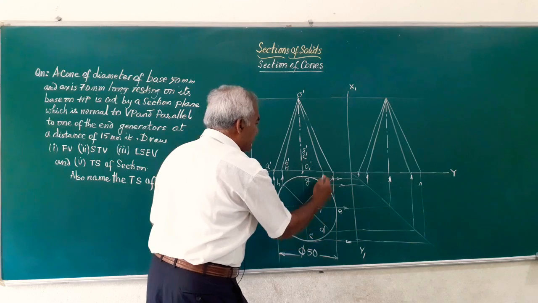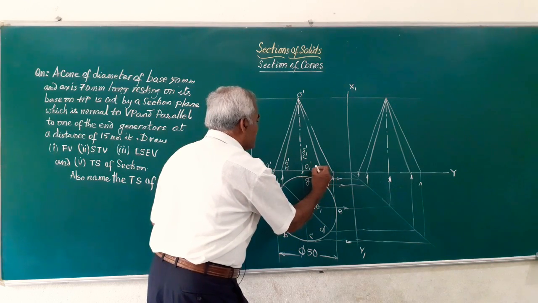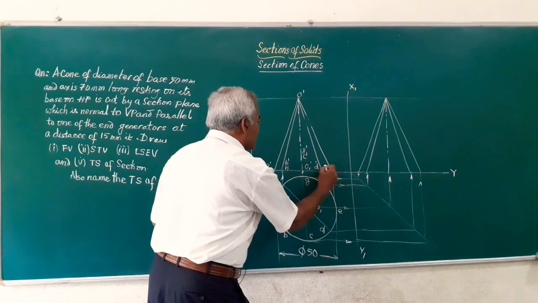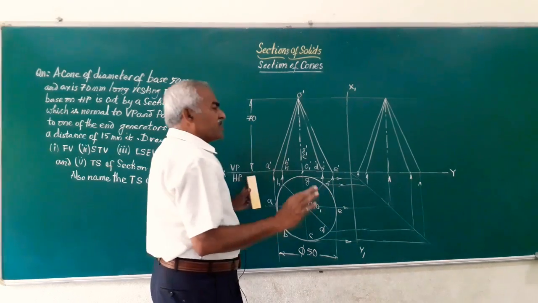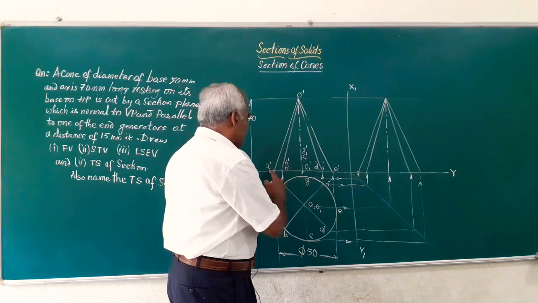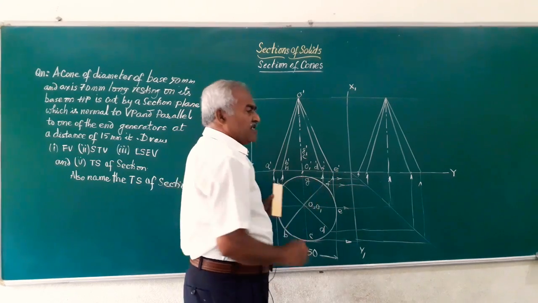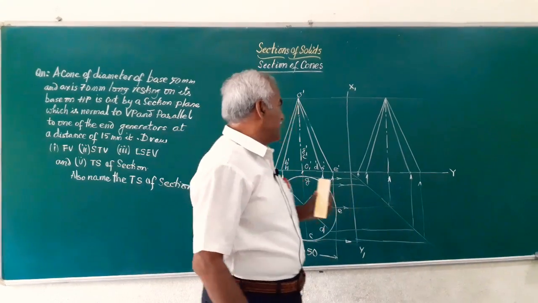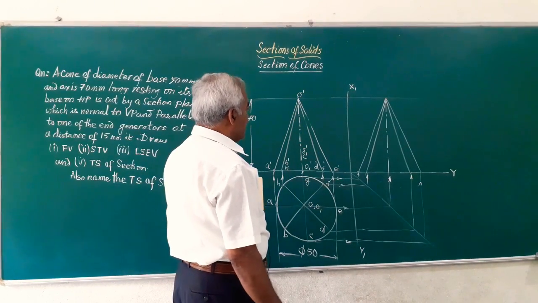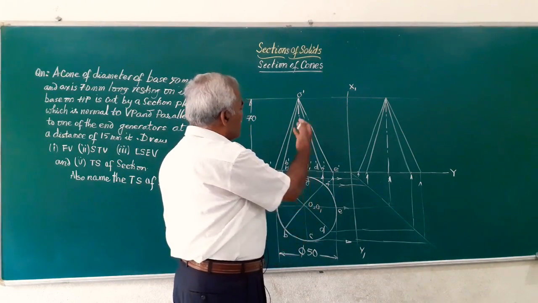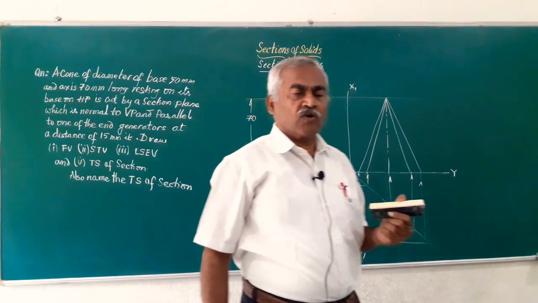This point is D and F, so this point is going to be D dash, F dash, finally this point is E dash. So, in the front view, friends, this line A dash E dash represents the base of the solid and the height is represented by O dash O1 dash. Friends, we have done the front view and top view of the solid.